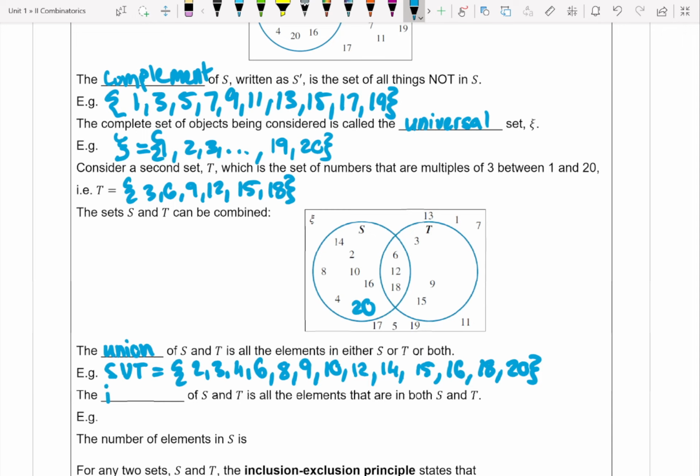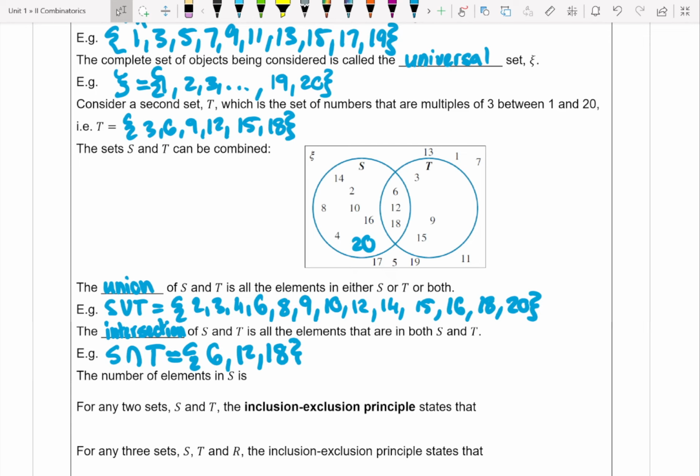The intersection of S and T is just looking at the three numbers in the middle here, 6, 12, and 18. So in our case, they would be items that satisfy both being even and being a multiple of 3. So that's written as S intersect T, which looks like an upside down U, and in our case, that's going to be 6, 12, and 18.